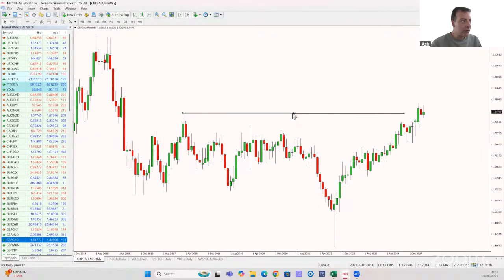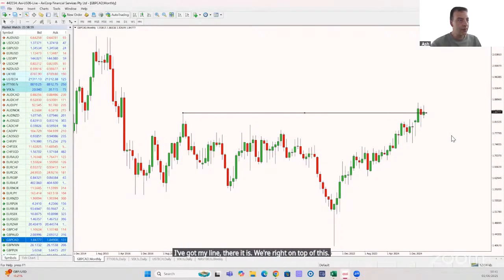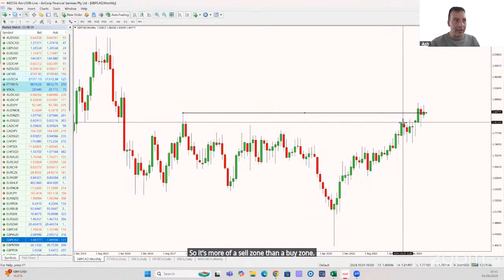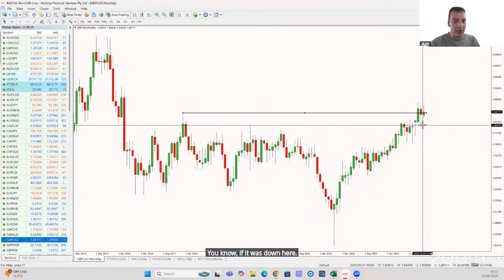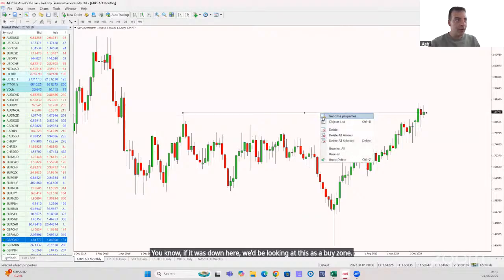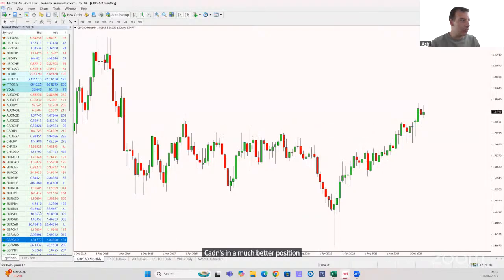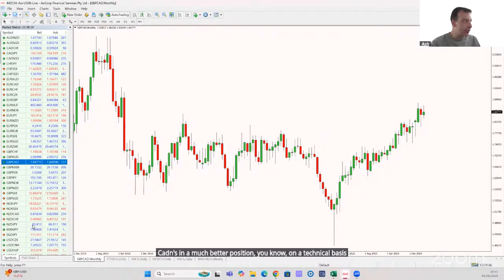Grab my line, there it is. We're right on top of this. So it's more of a sell zone than a buy zone. If it was down here, we'd be looking at this as a buy zone. CAD yen's in a much better position on a technical basis. And let's have a look at the Kiwi CAD as well.